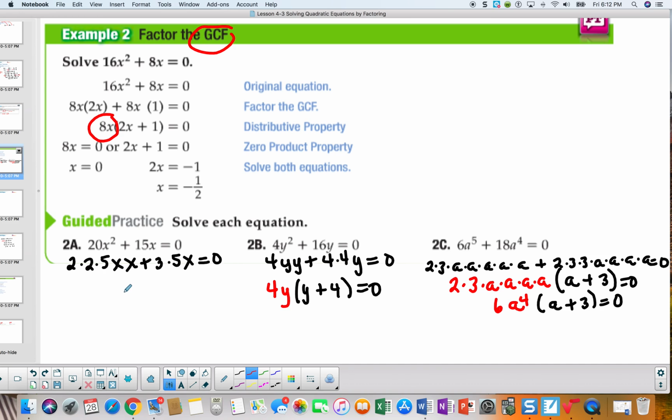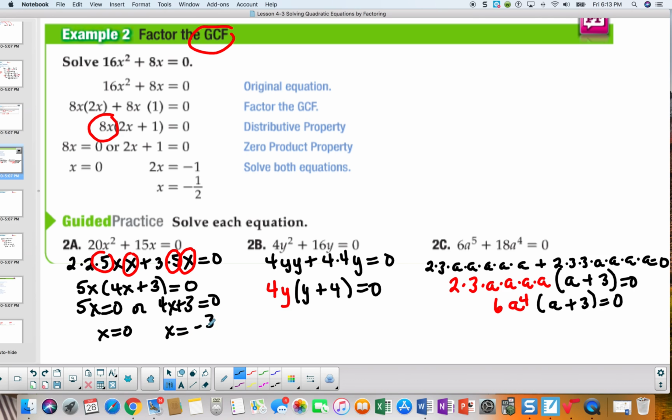Now, if finding the GCF is difficult for you, then put them all into factored form, and then you can look for the common factors, like I have here. We're going to factor it out, so 5x, and then what I have left here is a 4x, and what I have left here is a +3, and I'm going to set each factor equal to 0. And so x will be equal to 0, or x will be equal to negative 3/4.